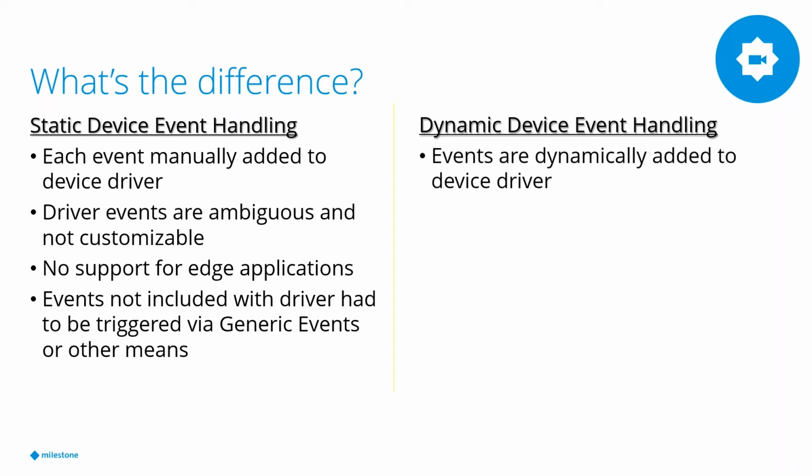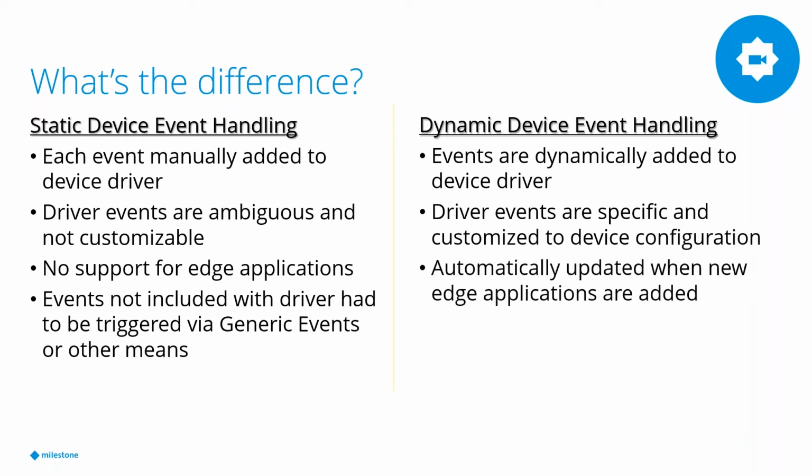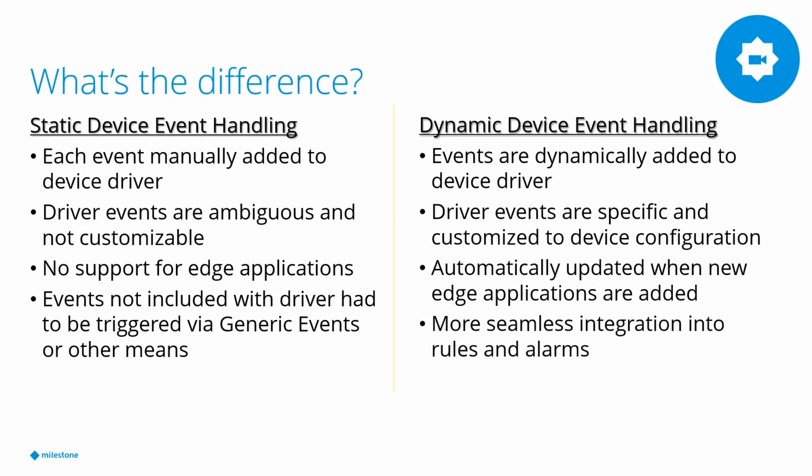With the dynamic device event handling, basically events are automatically added to the device driver when they're available. Driver events are more specific. In other words, they're very specific to how they're configured, and they're customized to what's configured on the device. They're automatically updated when new edge applications are added to the system or added to the edge device. And there's definitely a more seamless integration into the rule and alarm engines inside of XProtect.